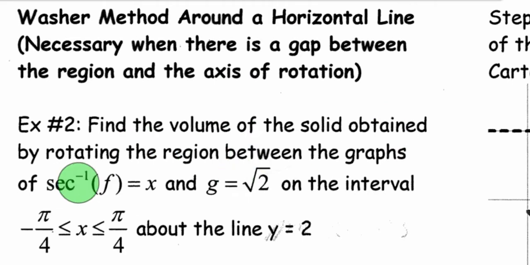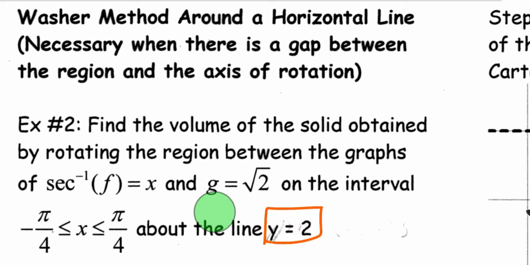First graph is f of x equals secant inverse of x. We'll talk about what to do with that in a second. The second graph is g of x equals square root of 2. These two are going to form our region. It's going to be bounded on the interval negative pi over 4 less than or equal to x less than or equal to pi over 4, and we're going to rotate it around a horizontal line.